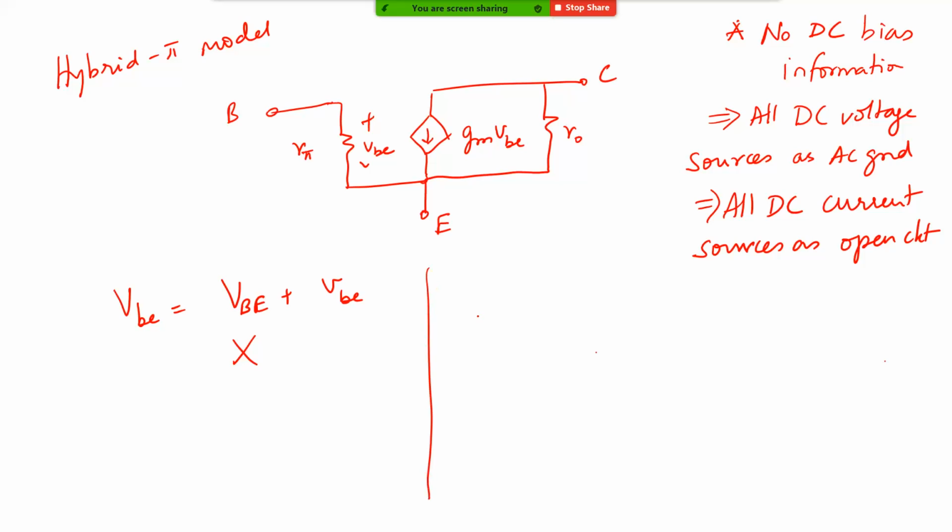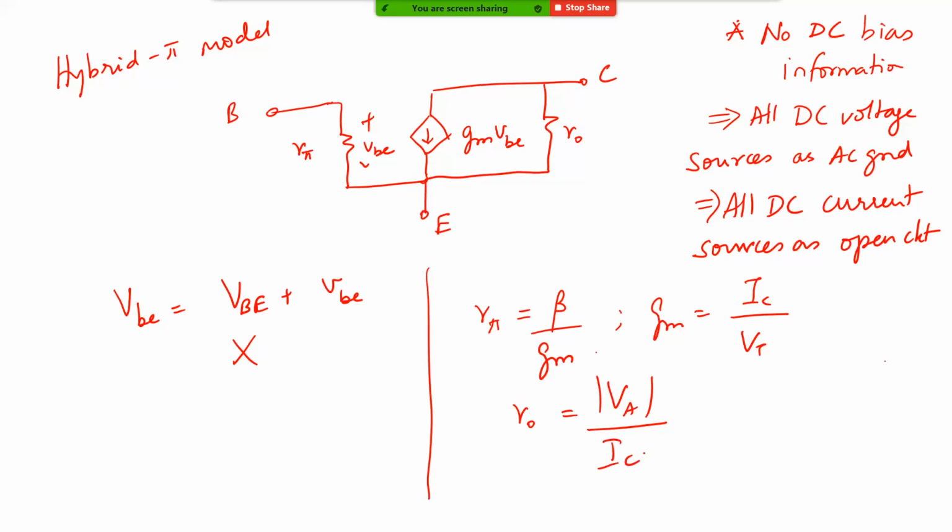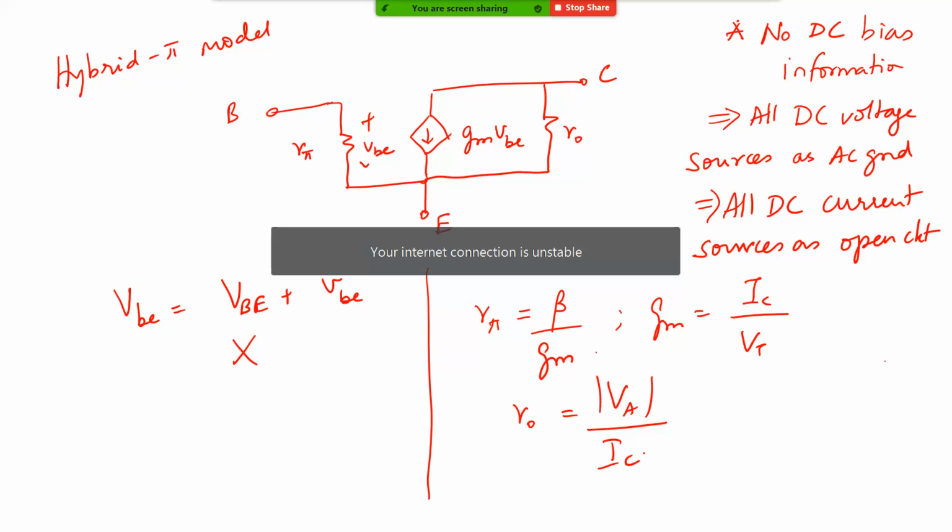So just to recap, yesterday we saw that R pi can be derived to be beta by Gm, right, and Gm can be written as IC by Vt, and R naught also we saw that it was magnitude of Va by IC, correct. So for a given DC bias condition, you end up with certain small signal parameters, basically Gm, R pi and R naught, and with that you can construct the small signal model. Now today we will also see two other models. This is the hybrid pi model, and a small tweaking we can do to this model.